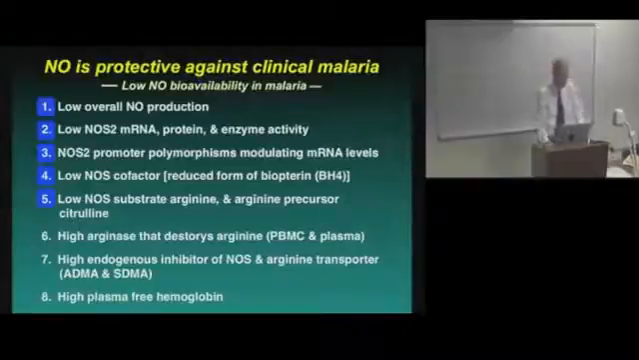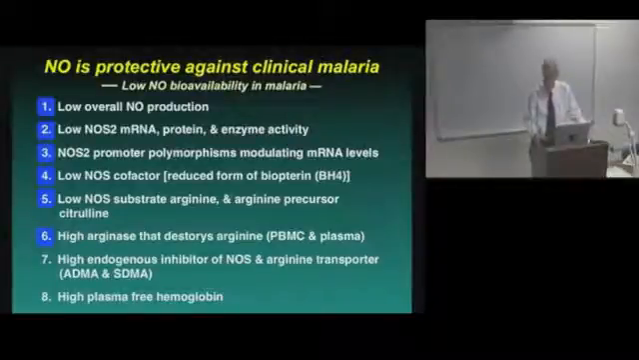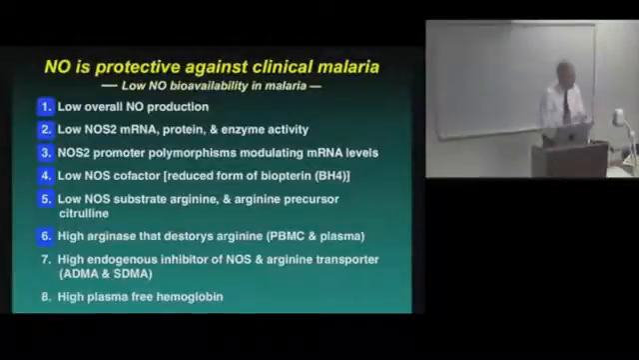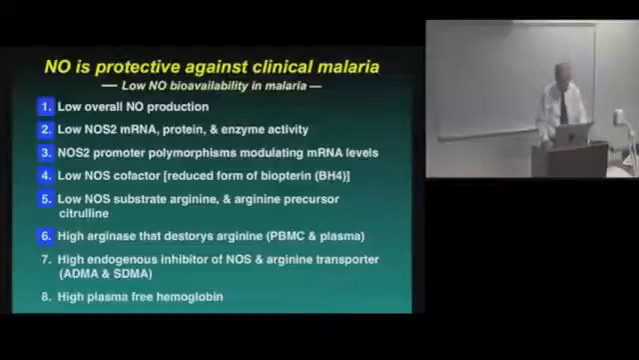And then importantly, we found that patients with clinical malaria, either uncomplicated or severe malaria, have extremely low levels of arginine. The normal levels are around 100 micromolar. These people have around 35 to 40 micromolar, levels that just aren't enough to make nitric oxide. And in addition, people have increased levels of an enzyme called arginase that gobbles up or destroys arginine, another way to deplete arginine. And as I mentioned, there are these endogenous inhibitors of nitric oxide synthase that will block nitric oxide formation. I'll expand on that in a minute.